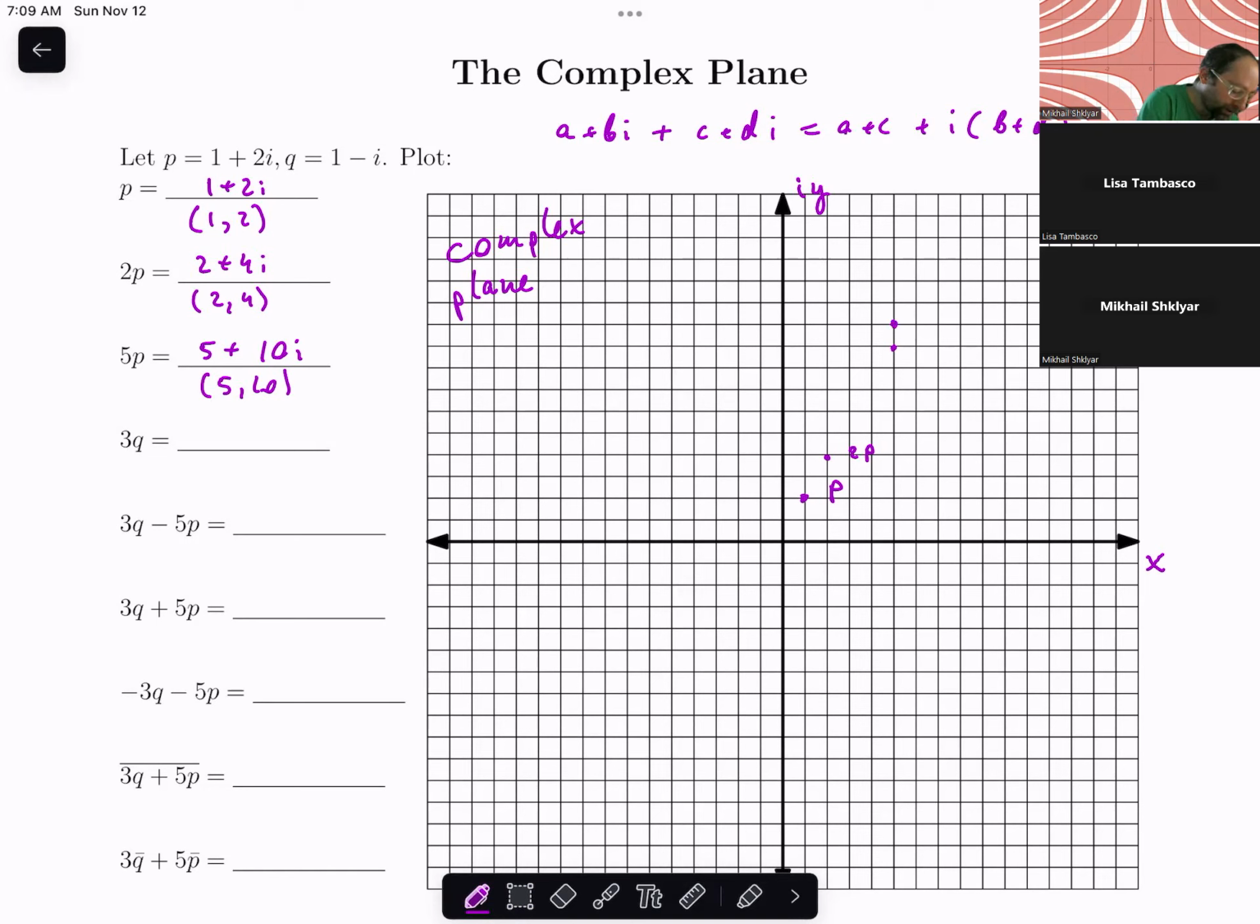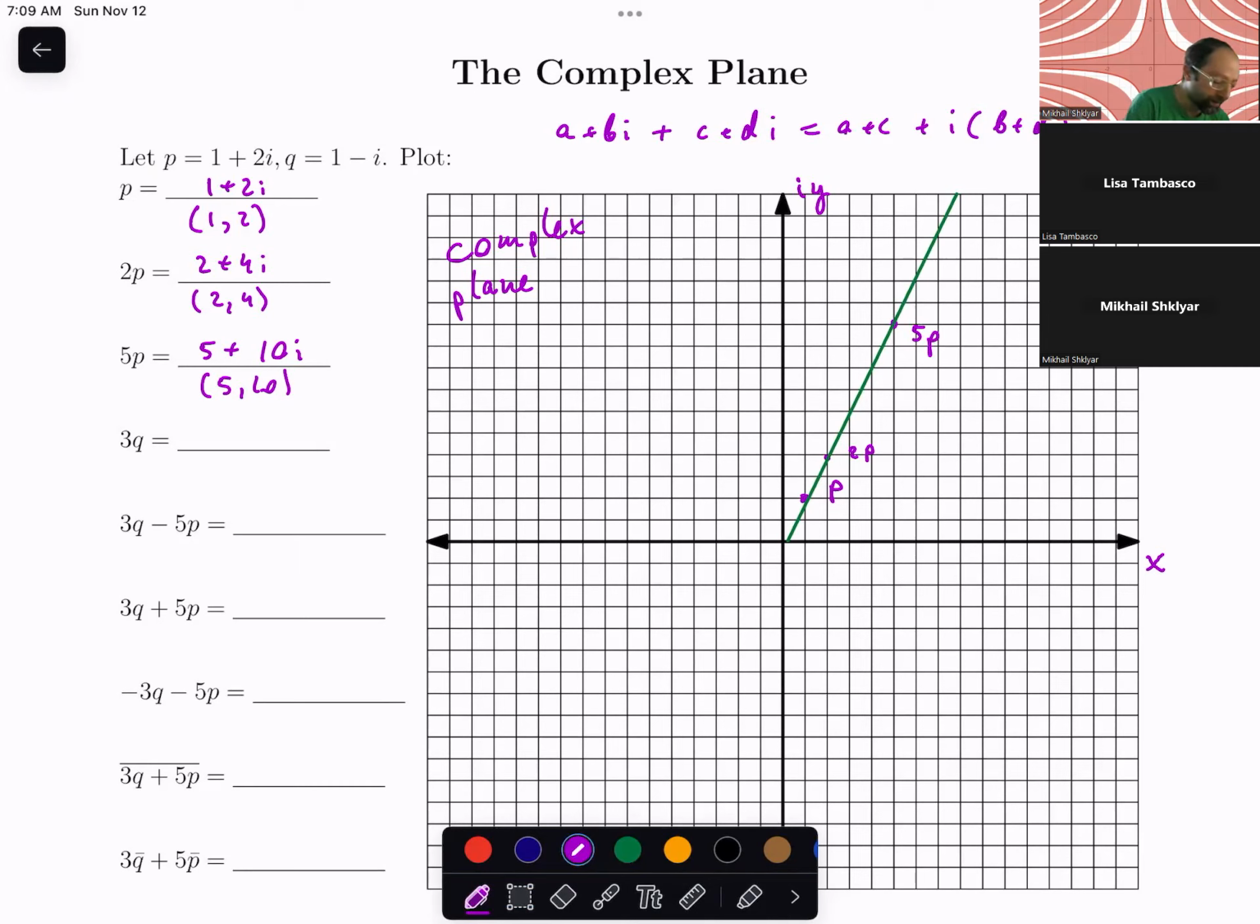All right, so if you look carefully, you notice that if you were to create a straight line, this straight line is going to pass through all these points. The reason why is that when you have a complex number p, if you multiply it by a constant, all it does is scaling. So you're just going to move it further away or closer to the origin.